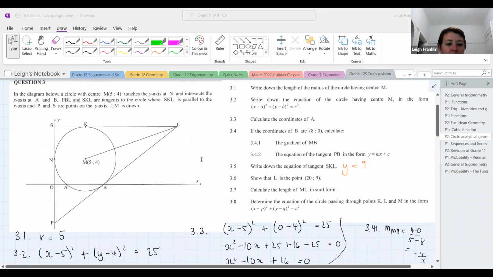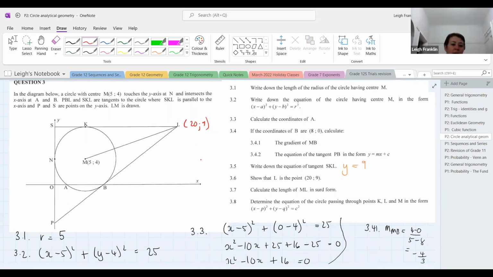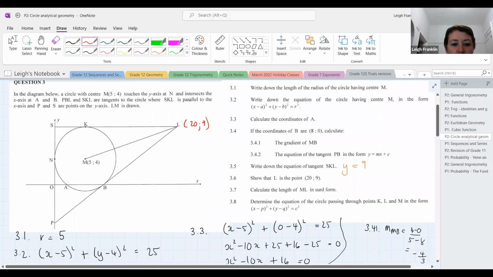Calculate the length of ML in surd form. Okay, I think I can let you guys do that question as well. Leave it in surd form. So remember the coordinates of L are (20; 9). Calculate the length of ML in surd form, please. Well done, Kanyisile. Okay, that's fine. Just make sure that we can do this though.